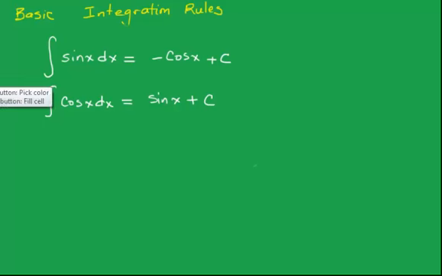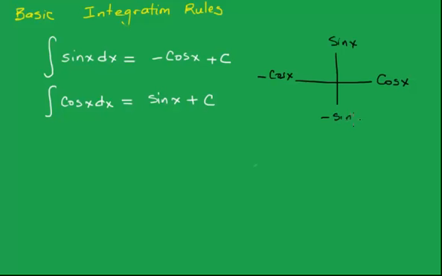Sometimes we get confused with signs. So I came up with this table for you to remember the derivative and antiderivative of sine and cosine. You draw two perpendicular lines. On the horizontal line, always cosine. This is positive cosine, this is negative cosine x, and on the vertical line we have sine x, the positive side, and negative sine x, the negative side.